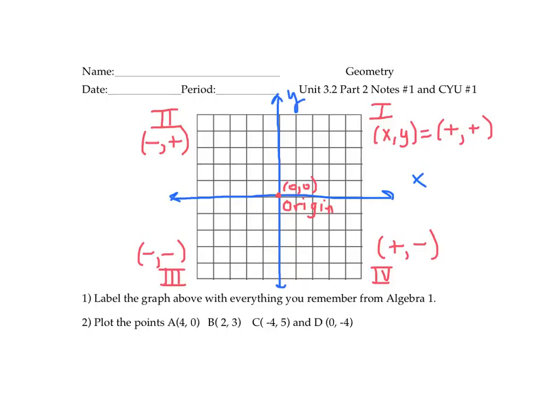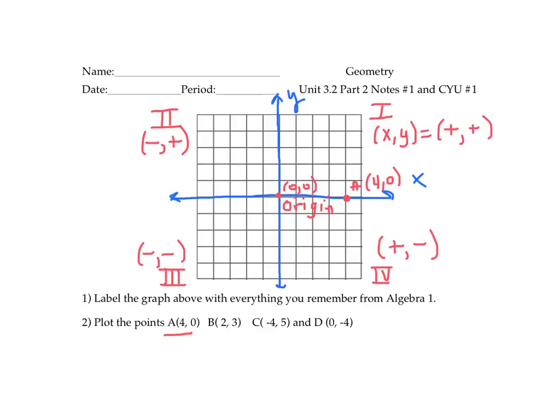Okay, if we plot the points (4, 0), (2, 3), (-4, 5), and (0, -4), you get a little bit of practice. Okay, so the point A at (4, 0). So 4 is positive for x, so start at your origin and count to the right 4. 1, 2, 3, 4. And then it says 0 for y, so we're going to stay right here on the positive x-axis. So the point A at (4, 0) would be right there.